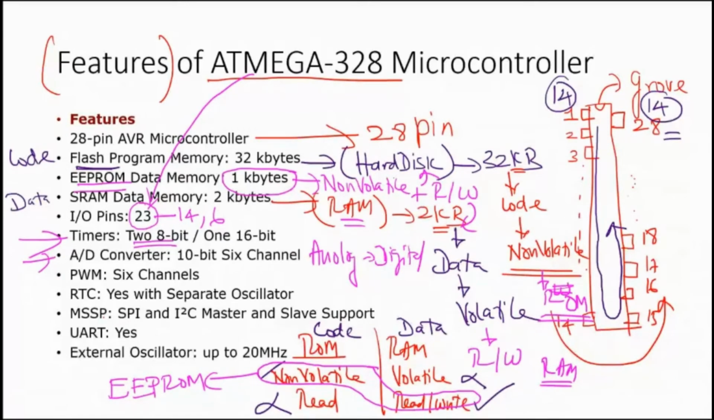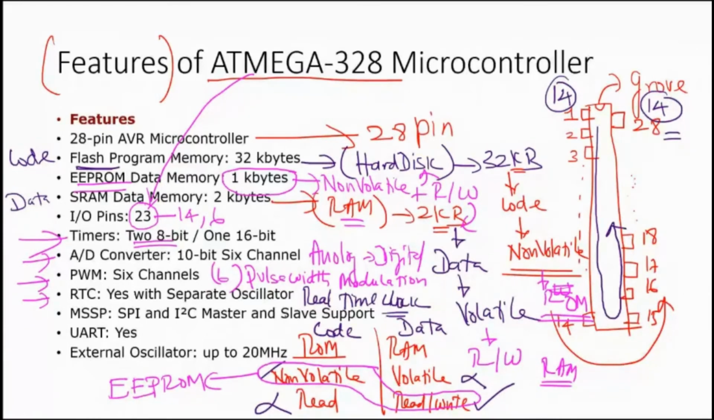Okay. You have something called PWM. PWM stands for pulse width modulation. I'll teach you what is pulse width modulation later on. You see, there are 6 of them available. You have one RTC. RTC stands for real-time clock. Real-time clock means a clock which tells you time on real-time basis.